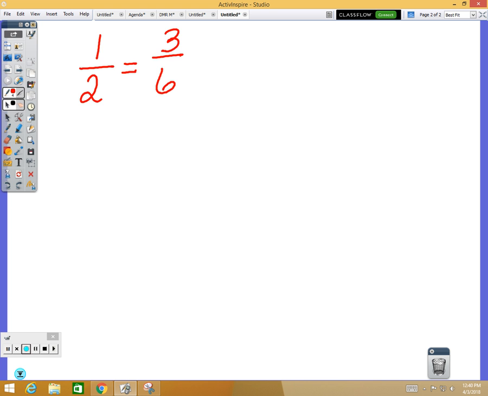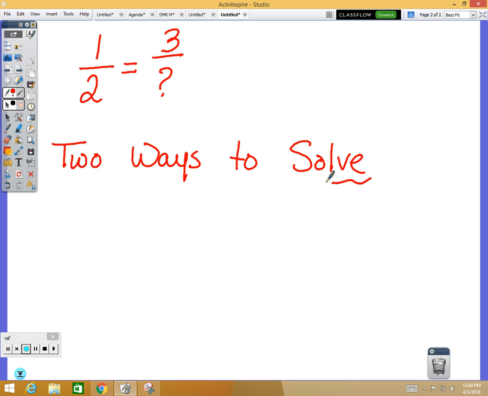When we're solving a proportion, what they do is they take away one of the numbers and you have to find that missing number. Okay? And there's two strategies that we can use to find the missing number. Sometimes it's easy, like in this one it would be pretty easy to find the missing number, and sometimes it's a little bit more difficult. Alright? So we're going to practice both ways. So 2 ways to solve. We'll start with the easy way.